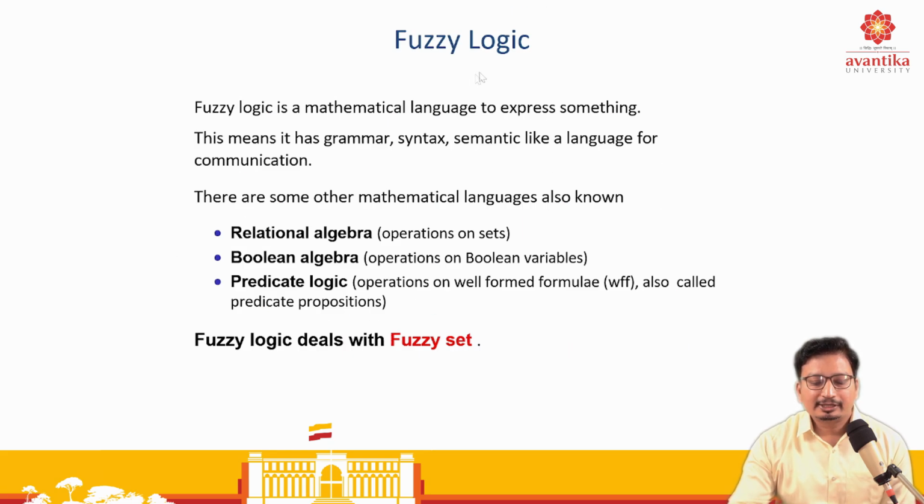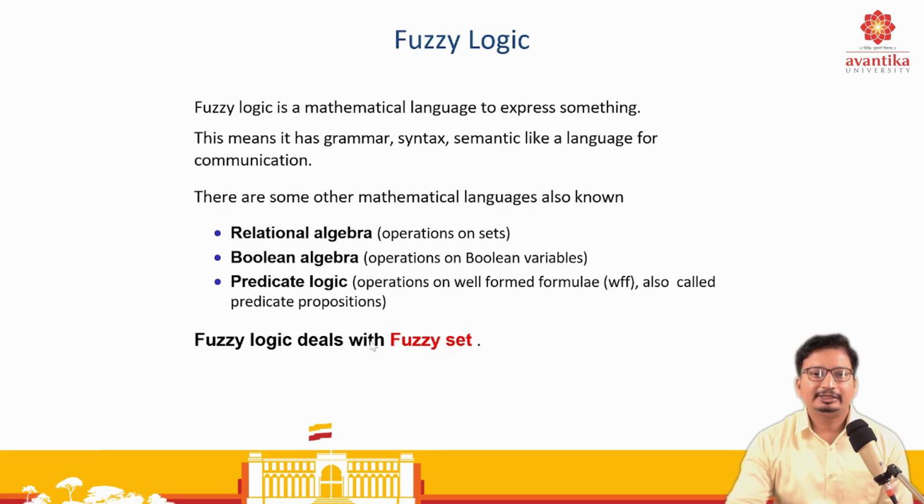So we will begin with the first approach of soft computing, that is fuzzy logic, which is based on the uncertainty principle. Fuzzy logic is a mathematical language to express something. This means it has grammar, syntax, and semantics like a language for communication. Okay, so it is one specific mathematical model which uses set theory for doing computation. There are some other mathematical languages that also exist, such as relational algebra, Boolean algebra, and predicate logic. Fuzzy logic deals with fuzzy sets.